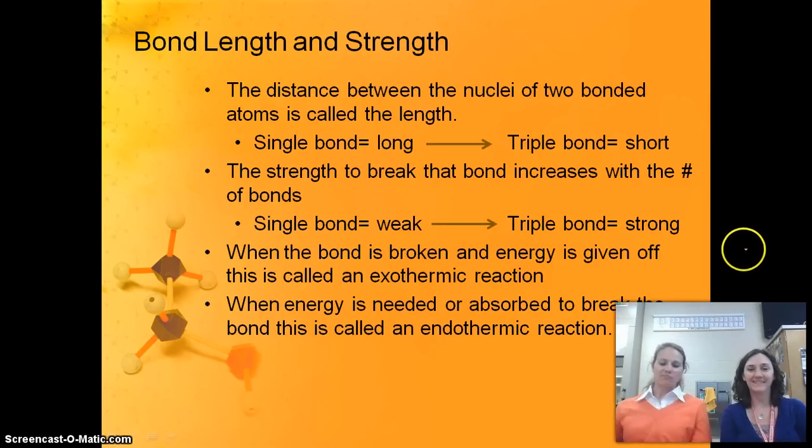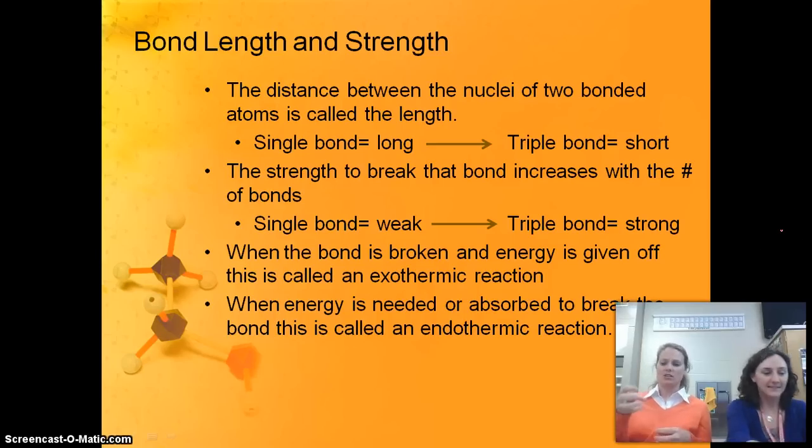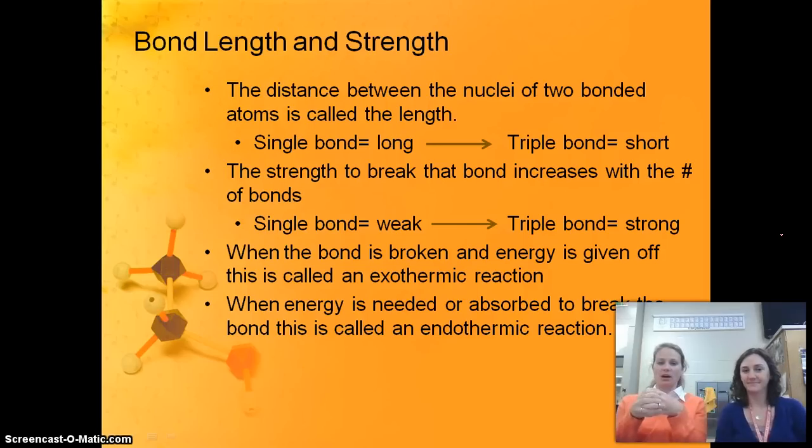Bond length and strength. We're going to talk about the distance from the center of one atom all the way out to the center of the other one. How long is that bond? Well, a single bond is actually going to be your longest one, and a triple bond is the shortest one. I think of this like a rubber band. You can take a single rubber band and stretch it really far. But if you add a double rubber band, you can't stretch it as far, it's harder. If you have a triple rubber band, it's really short. So the triple bond is the shortest in length, and the single bond is the longest.